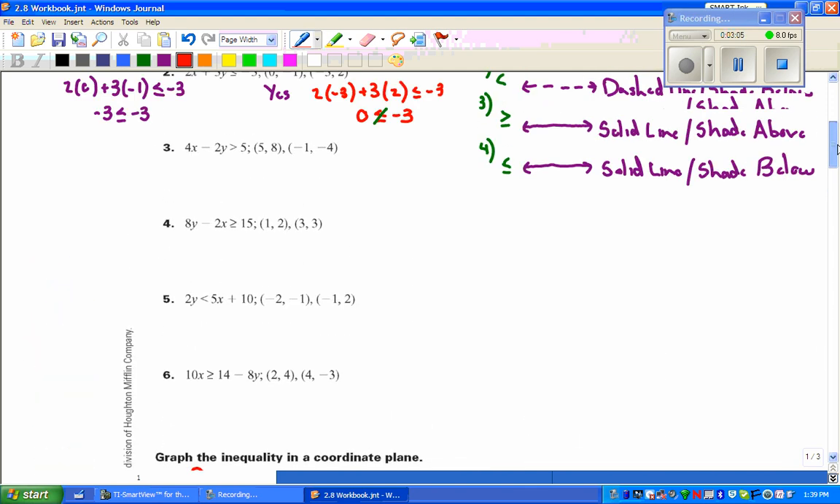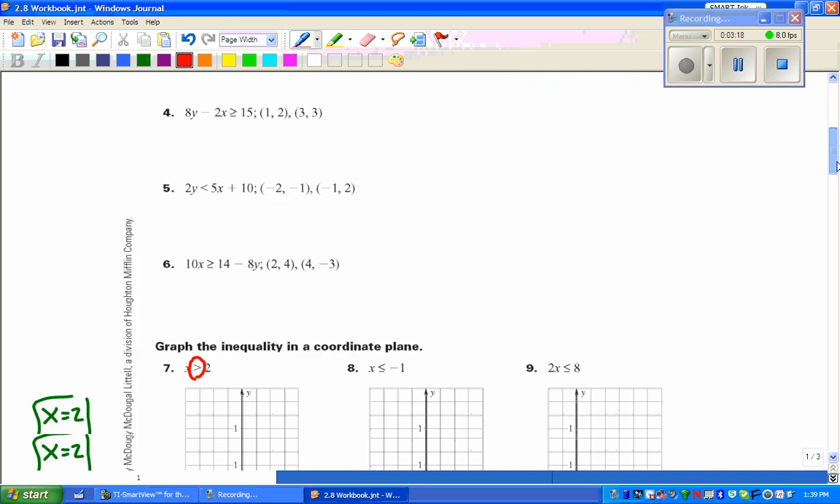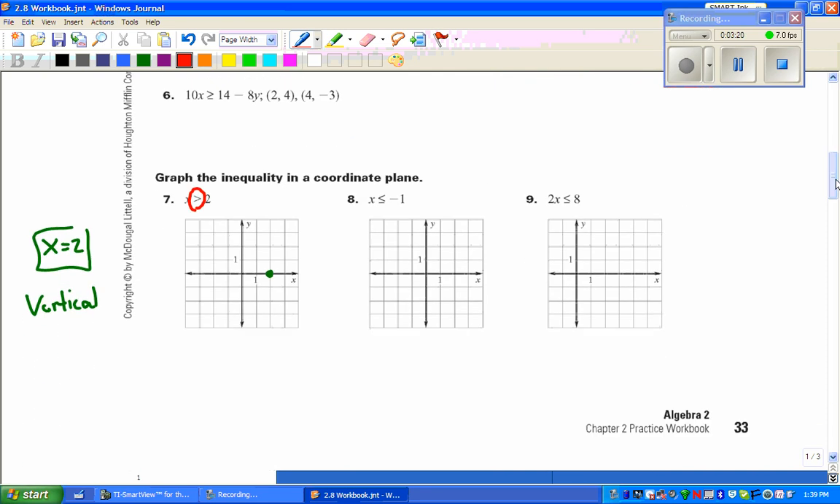Okay, so if we come back up here to our rules, that was a greater than or less than sign. So what we have here is we're going to make a dashed line, and then we'll figure out which way we have to shade. So I'm going to make a dashed line, and I'll tell you why in a second. So you've got a dashed line. It says greater than 2. So let's choose an ordered pair over here. Let's choose an ordered pair over here.